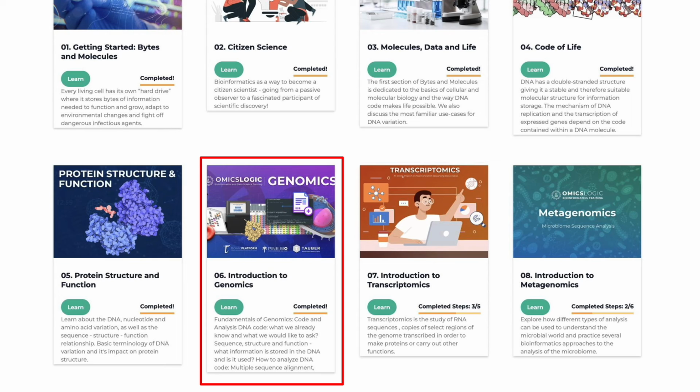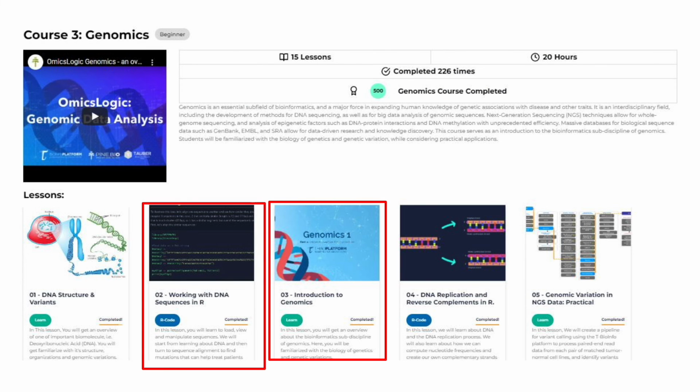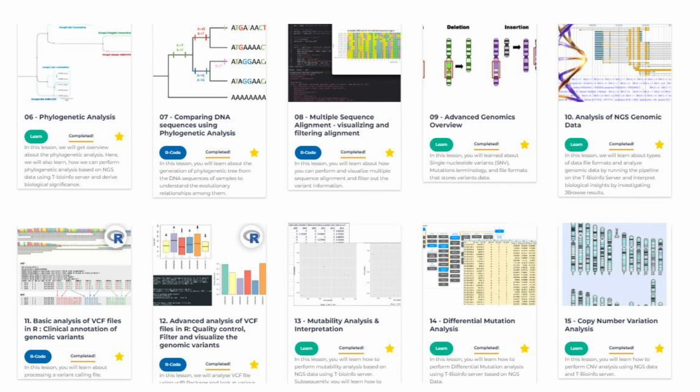If you are interested in genomics, you can also look at these additional lessons in the Course 3 course called Genomics. In lesson 2, you will see how you can work with DNA sequences in R, and in lesson 3, you will get an introduction to large-scale genomics. The full course contains a lot more information that you can choose to explore independently. Some of these will be covered in the future lectures, but do not worry about completing them for now.